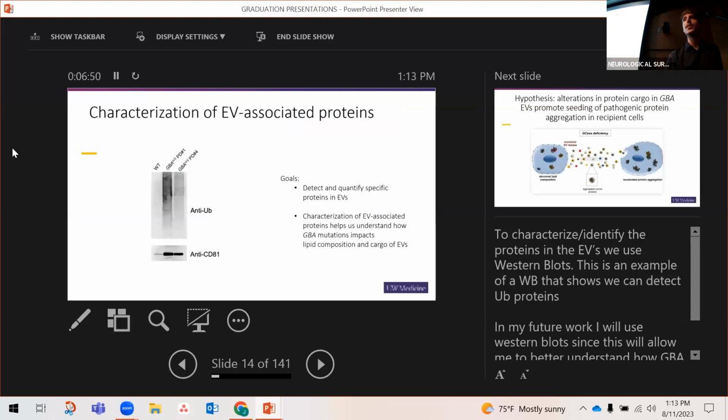In order to characterize EV-associated proteins, we used Western blots. I didn't have a chance to do my own Western blots yet, but I'm working in the lab next year, so I'll have a chance to do that. But on the left, there's an example of a Western blot showing that we can detect ubiquitinated proteins. And it's important for us to be able to characterize what proteins are in these GBA mutant extracellular vesicles, as well as how this mutation changes lipid metabolism further.